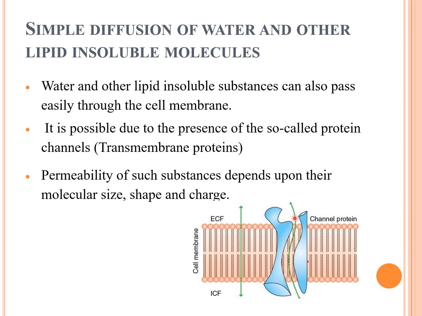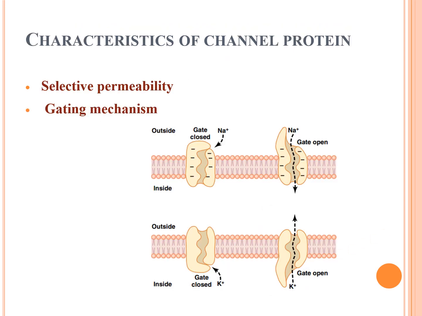So lipid insoluble substances and water soluble substances can also pass easily through these channel proteins. But the permeability of the substances through these channel proteins depends on the molecular size, shape and even the charge of the substance. These channel proteins have two important characteristic features. One is selective permeability, the other is the gating mechanism. What is meant by selective permeability? These channel proteins allow only one type of molecule. For example, if we say sodium channel, then sodium ions can pass through the cell membrane.